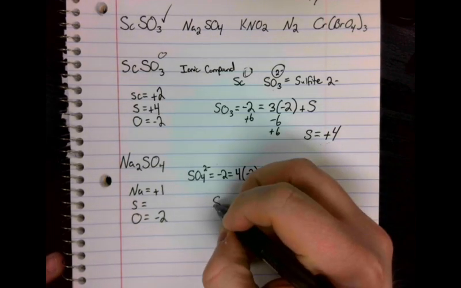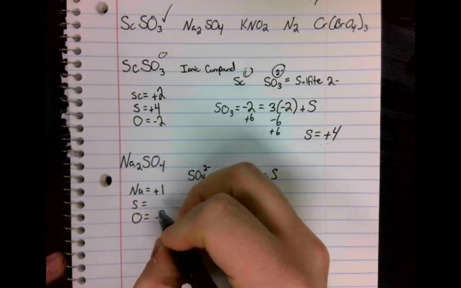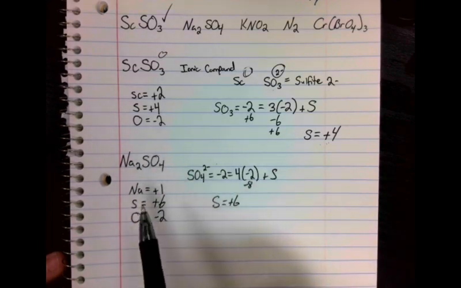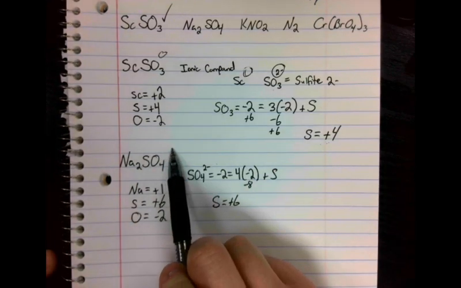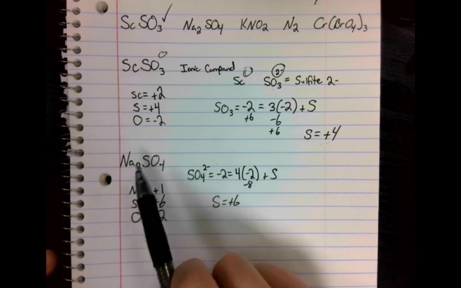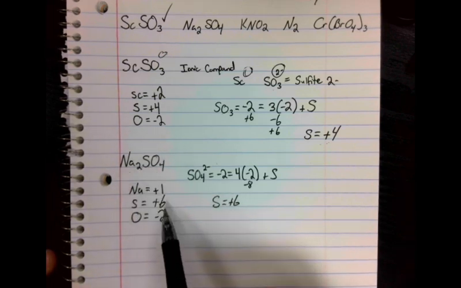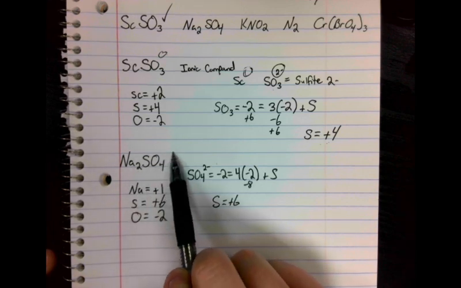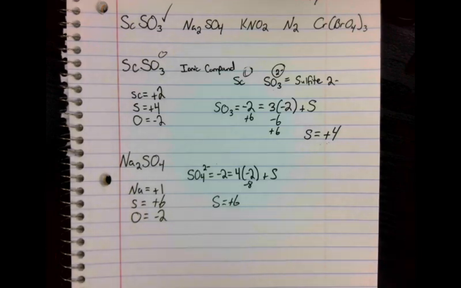So in this case, we end up with sulfur needing to have a +6 charge in order to balance out all of this. And if you notice, the total adding up of all of these things should be 0. 1 times 2 is 2. Plus 6 is 8. 4 times -2 is -8. That leaves us with a completely balanced, no-charge answer.